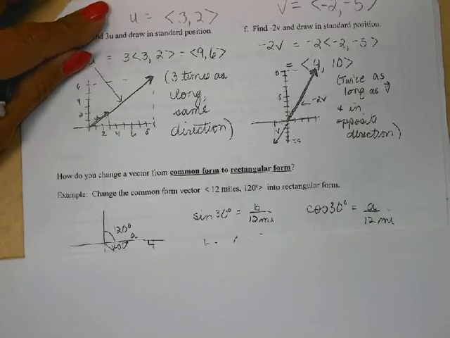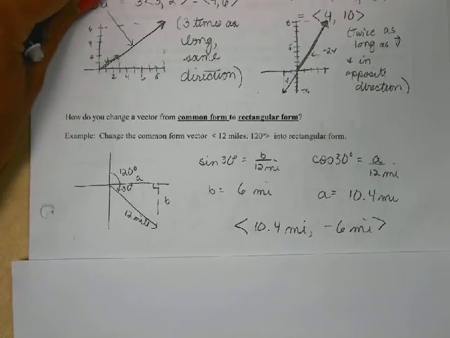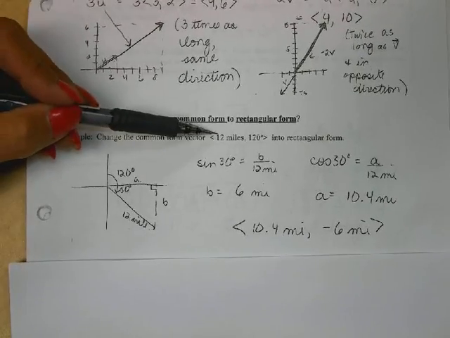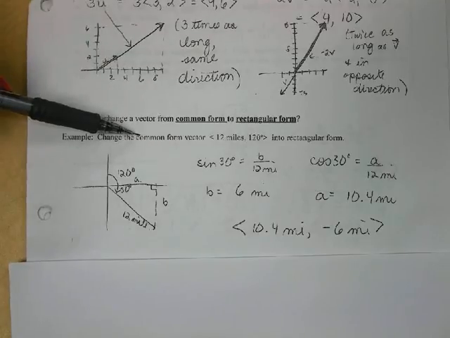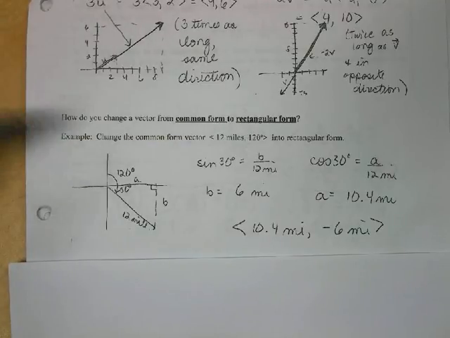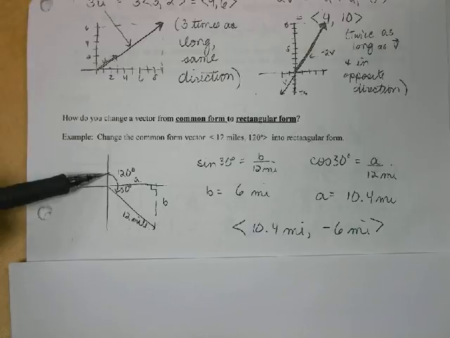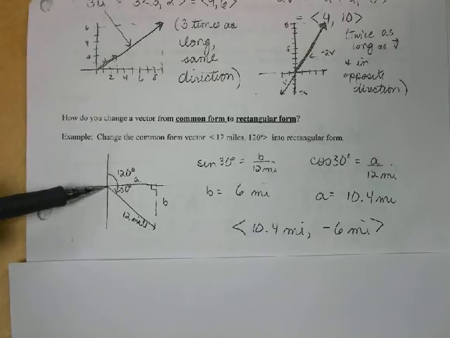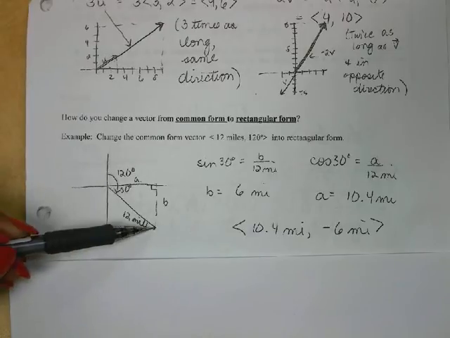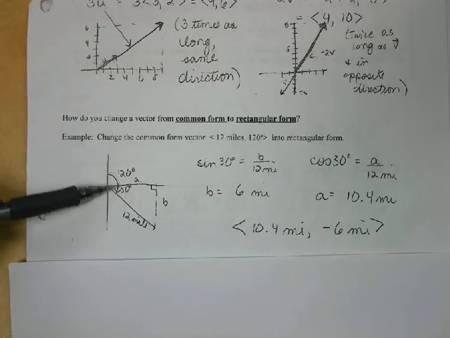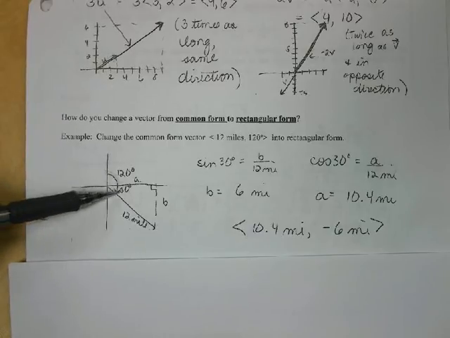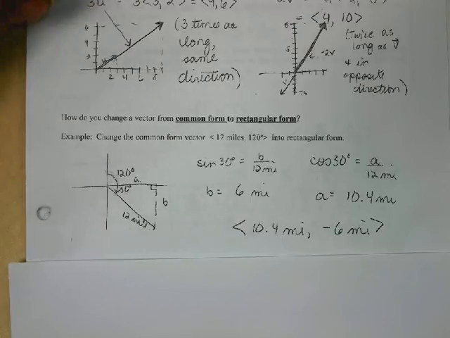the first thing you want to do is draw a picture. And so I did that. I know that the length of my vector has to be 12 miles, and my angle, because it's a common form vector, is referenced from north. So I put it in standard position. That's the easiest way to work with this. And so I drew my angle in standard position. And I put my vector with the head here, with the tail here, and the head ends up being in the fourth quadrant because I have to rotate 30 degrees beyond this 90-degree angle. So there's a bearing of 120 degrees, 30 degrees beyond the 90.